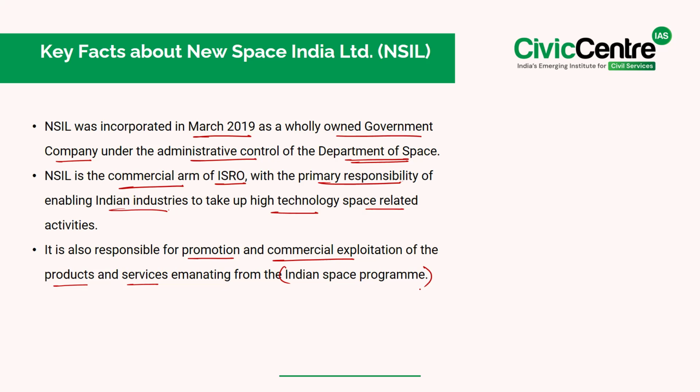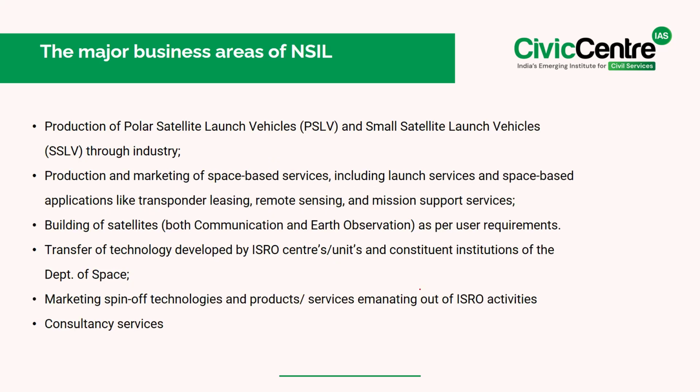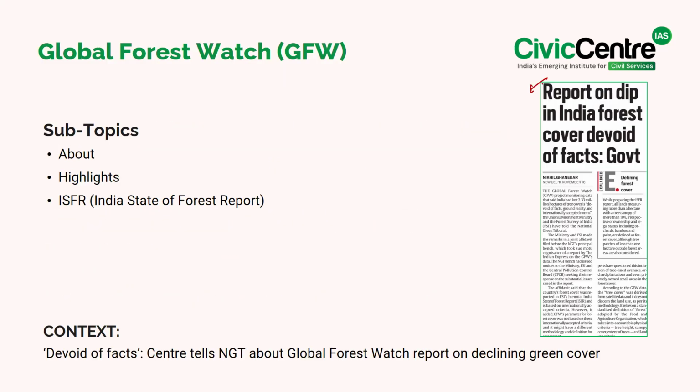The next article says that the Global Forest Watch project monitoring the data said that India had lost 2.33 million hectares of tree cover, which, according to the Union Environment Ministry and the Forest Survey of India, is devoid of the facts, ground reality and internationally accepted norms. In this context, let us talk about the key highlights of the report. Before that, we will just see what is Global Forest Watch.